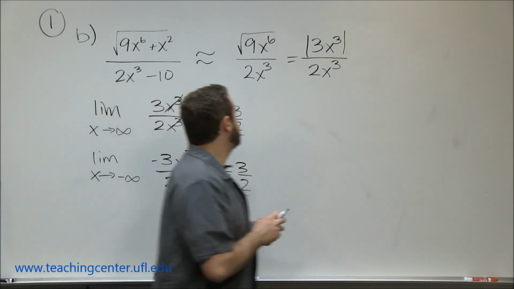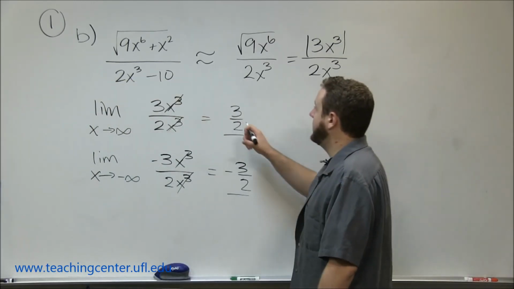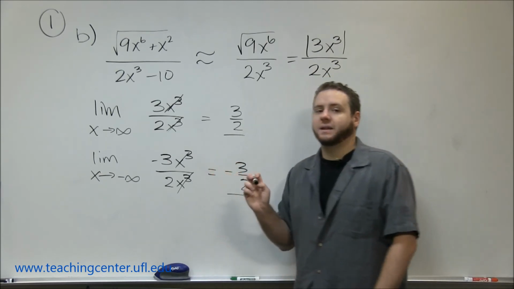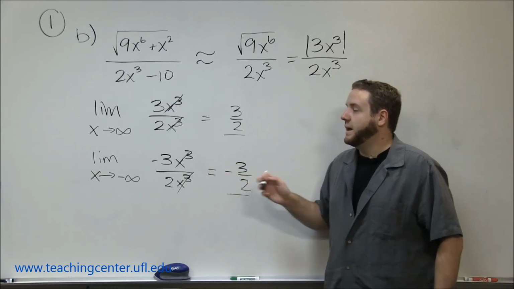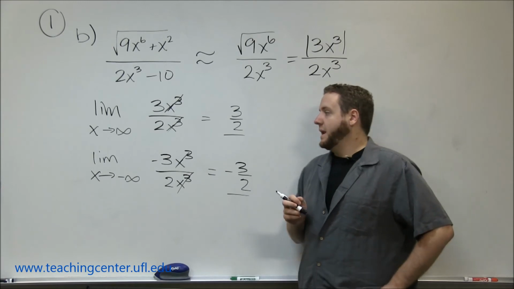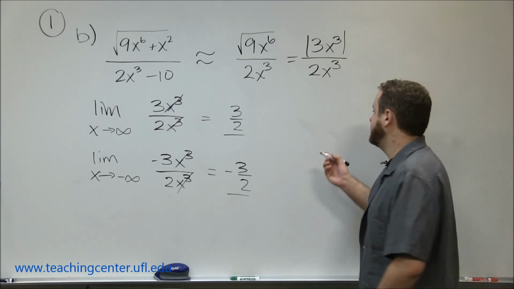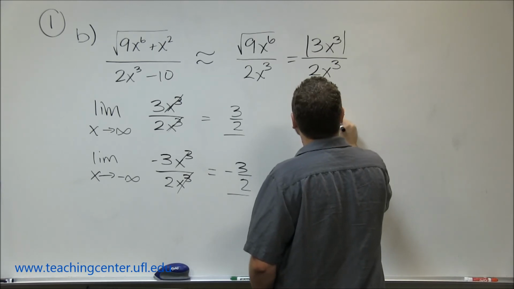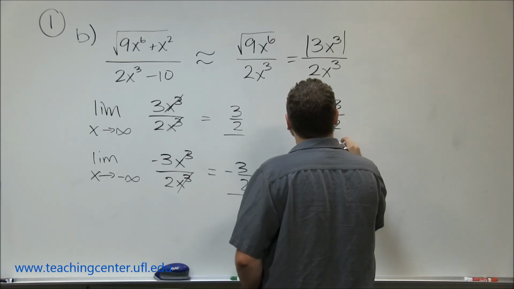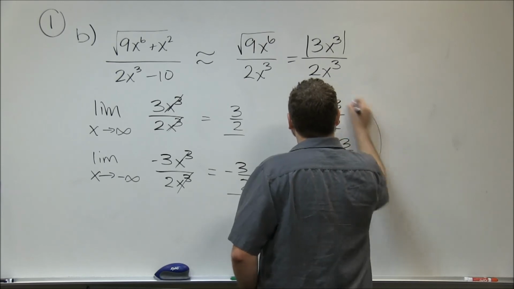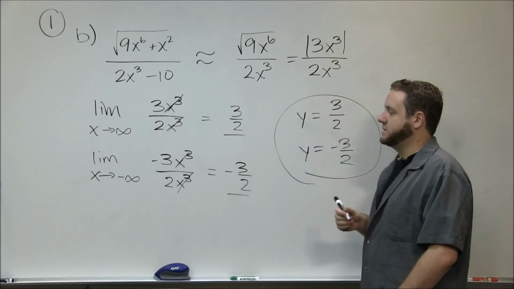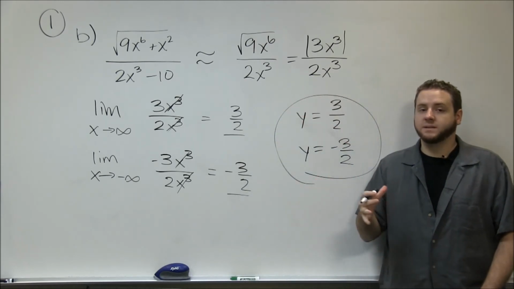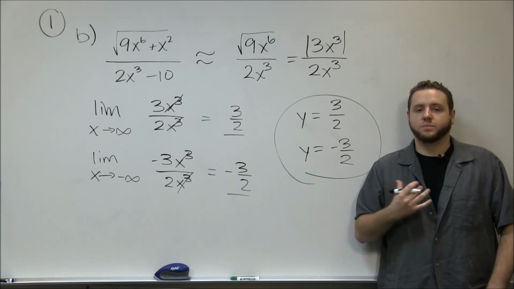So for our limit at positive infinity, we got 3 halves. Our limit at negative infinity, we got negative 3 halves. And again, those determine our two horizontal asymptotes, so our two horizontal asymptotes would be y equals 3 halves and y equals negative 3 halves. Remember that horizontal asymptotes are always horizontal lines, so they're written as y equals, and those would be your answers.